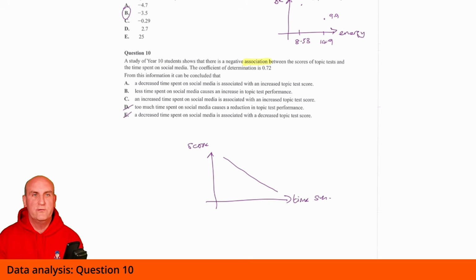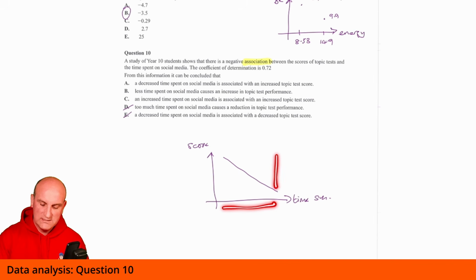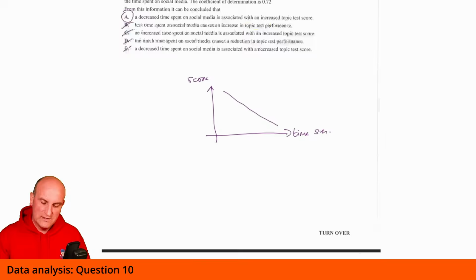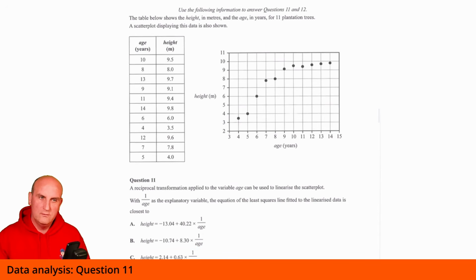An increased time spent on social media is associated with an increased topic test. Well, no, that's blatantly not true, because as we increase this, we're not increasing it, we're decreasing. So that's a no. Less time spent on social media causes an increase in topic test. Again, that's not an association. Yes, it might well be that you think that's the case, but it isn't. It's got to talk about an increased or decreased time, not less time. There are other factors that might affect test performance. A is the only answer that we have left. Okay, and again, that question I looked at for a few minutes and I went, right.